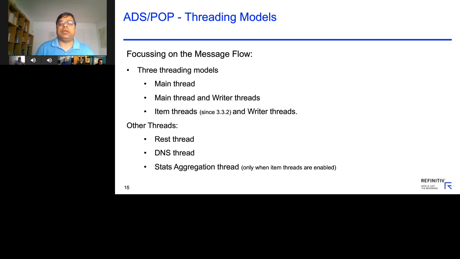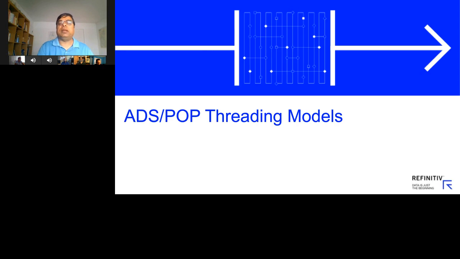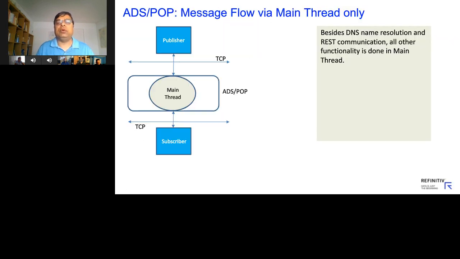And we added item threads about a year ago, beginning with version 3.3.2, so that if there is a lot of traffic from the upstream, we can do horizontal scaling of that message handling at the top level instead of everything going through a single main thread. We also have a couple of other threads: the REST thread for REST functionality that was released about 6 months ago with 3.4.0, and a DNS thread for name resolution. And when we have the item threads, there is a stats aggregation thread. Those are the threads, but I'm not going to talk about them because they're not involved in the data handling. So this is a very simple view of things.